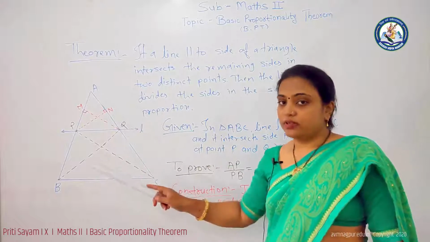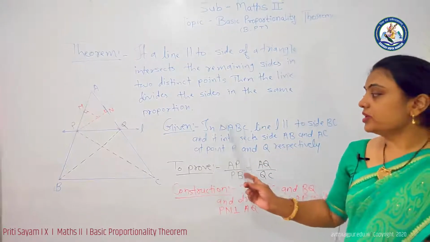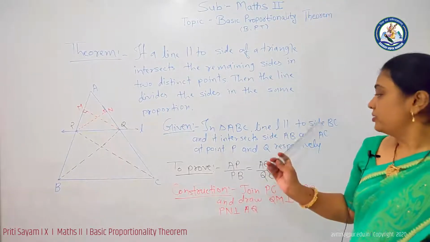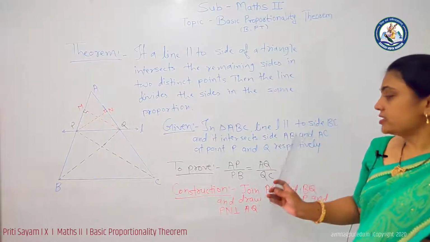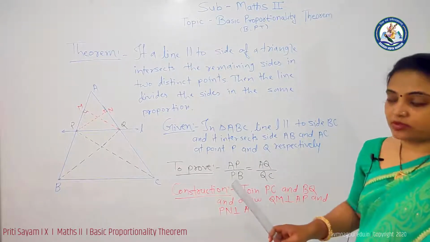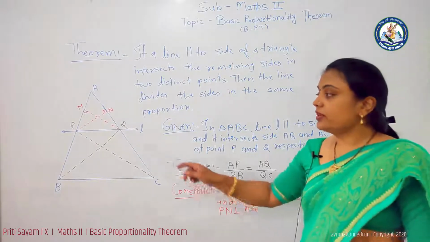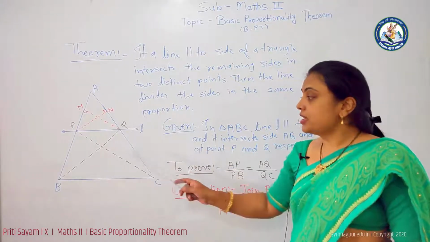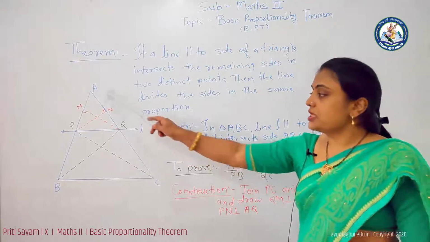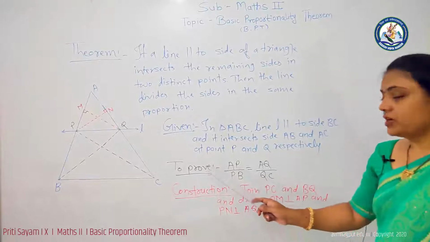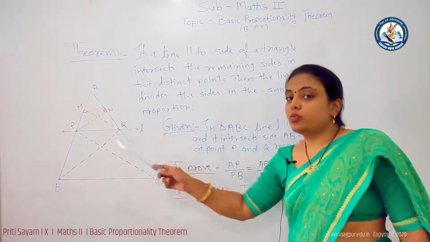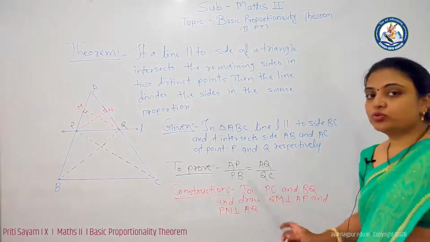This is your given. That's why we write given: in triangle ABC, line L parallel to side BC and it intersects side AB and side AC at points P and Q respectively. After that, we have to prove that this line divides the sides in the same proportion. Therefore, our to prove is AP upon PB equal to AQ upon QC.